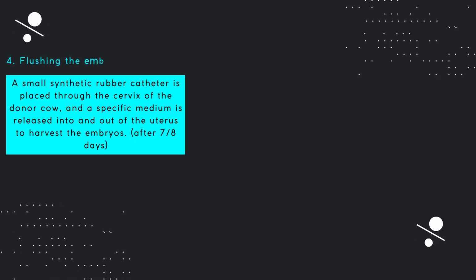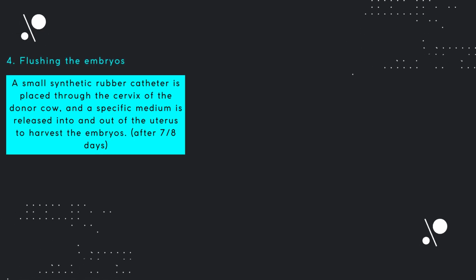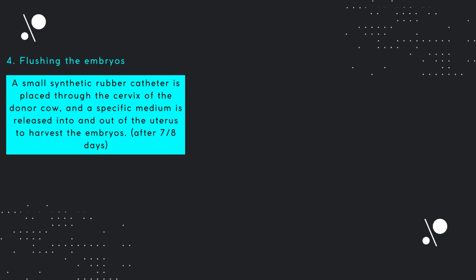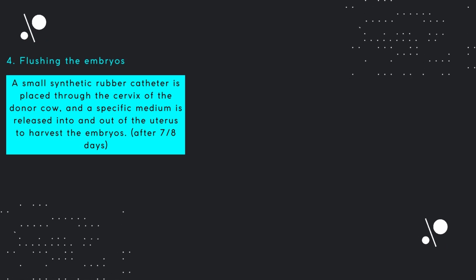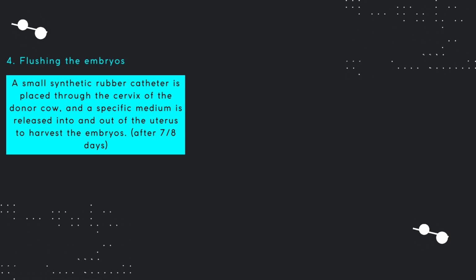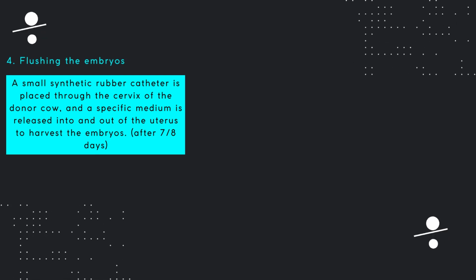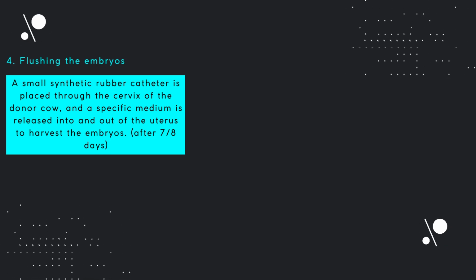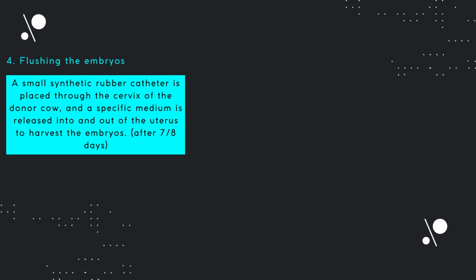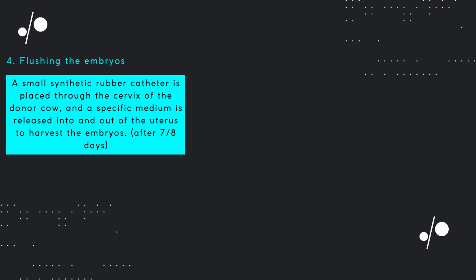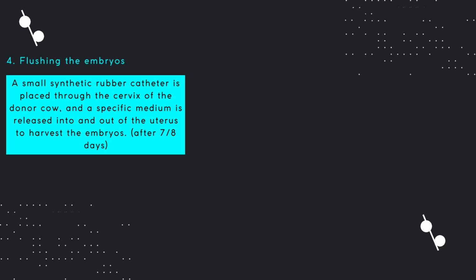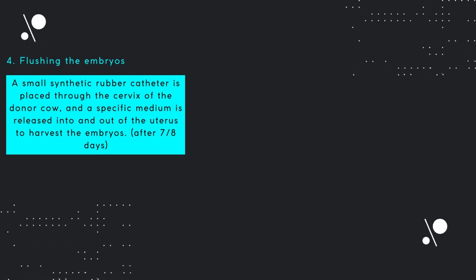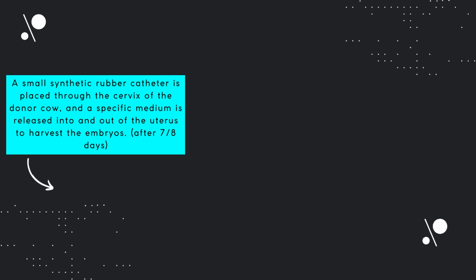Next step is the flushing of embryos. The most crucial part is that the donor cow's cervix is punctured with a synthetic rubber catheter and that a specific medium is pushed into and out of the uterus. The lumen is filled with a pre-sterilized stylet and a Y connector with inflow and outflow tubes is then attached. The embryos are flushed out into a graduated cylinder as the fluid is added and subtracted by gravity.